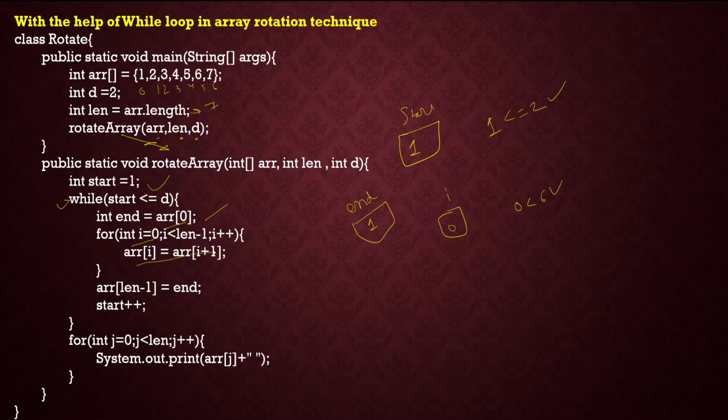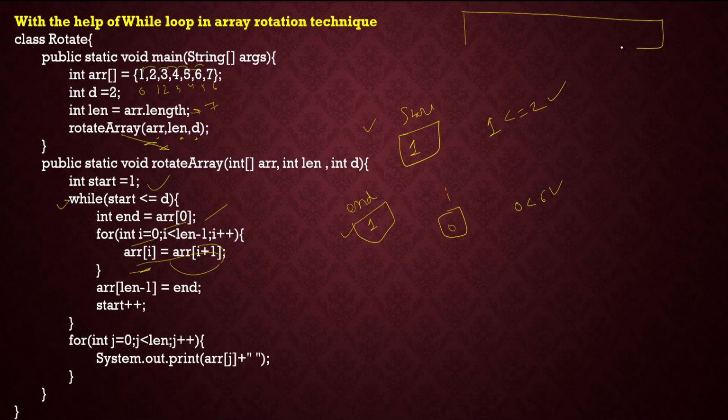So what will it do? It will transfer the i+1th value to the ith element. And how many times will it do that? It will do it length minus 1 times. This means the first value has been kept in end, and all the other values will be shifted towards the left until the current value has not come.